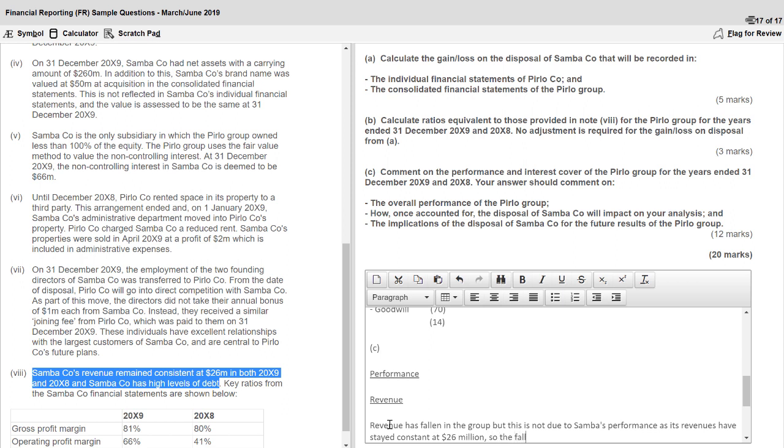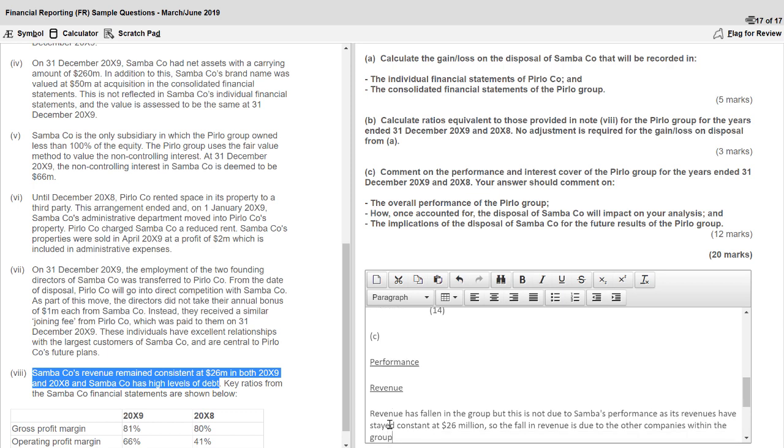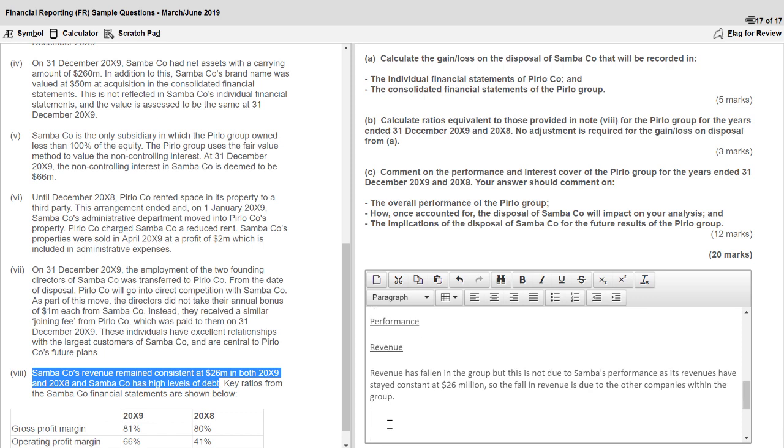So the fall in revenue is due to the other companies within the group. Okay, could you write that? I think you could. I don't think that's anything too challenging, too difficult, is it? Okay, so that's a good start. So I've got my revenue. I've thought about the overall group performance, and by talking about Samba at 26 million and the implications then of the other companies, that's covered all bases in part C on revenue.